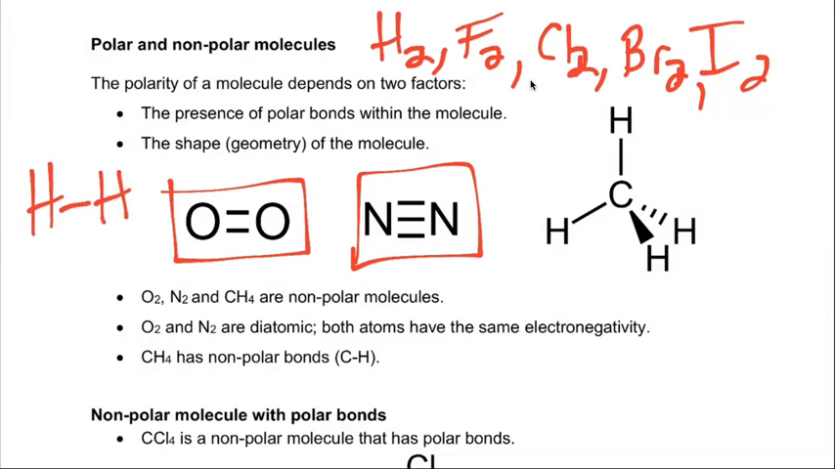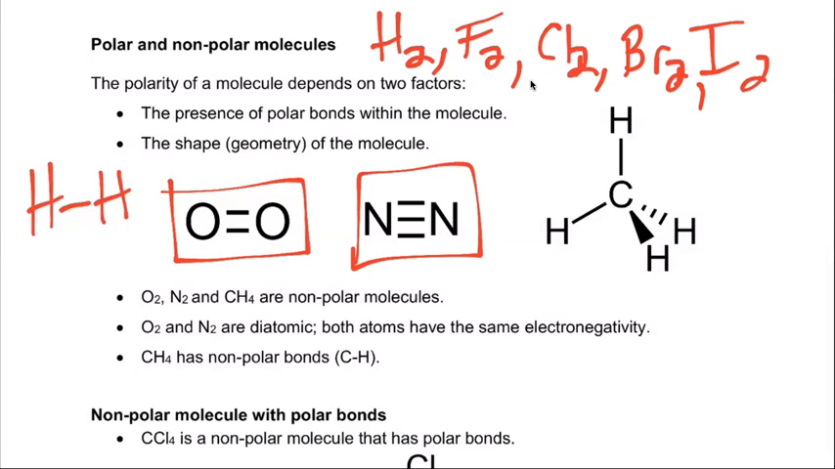So by default, any of these diatomic ones are always going to be nonpolar, because if we subtract the electronegativities, it's going to be 0. We just looked up hydrogen, it was 2.2, so 2.2 minus 2.2 is 0. By the fact that they're bonded to themselves, they're always going to have a difference of 0, and they're always going to be nonpolar. So all the diatomic molecules are nonpolar molecules.